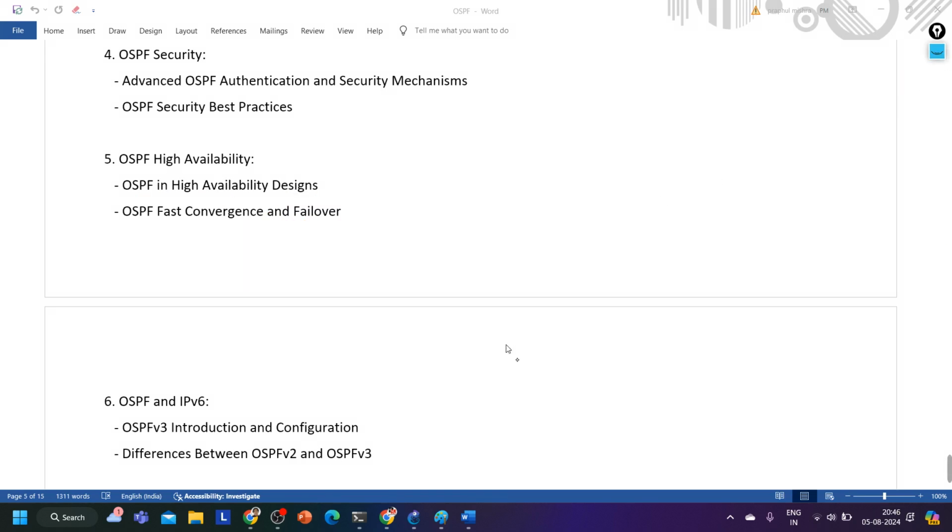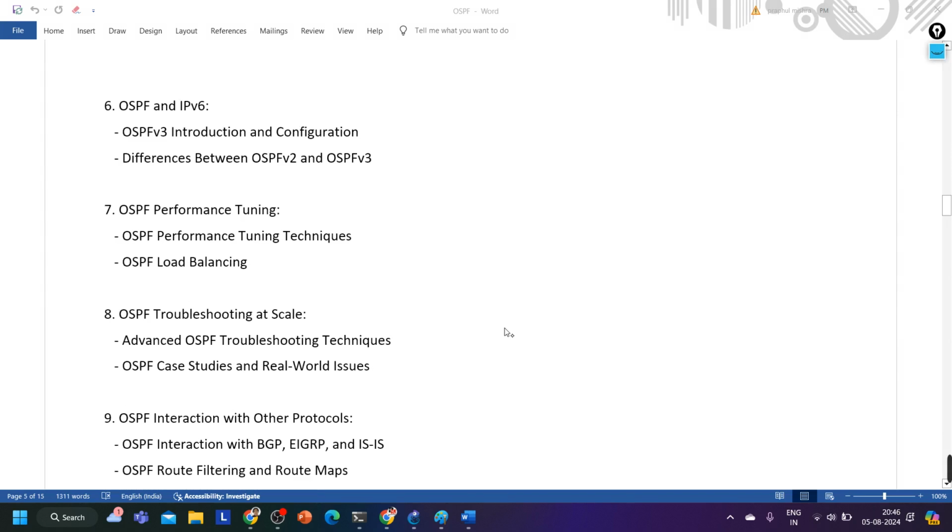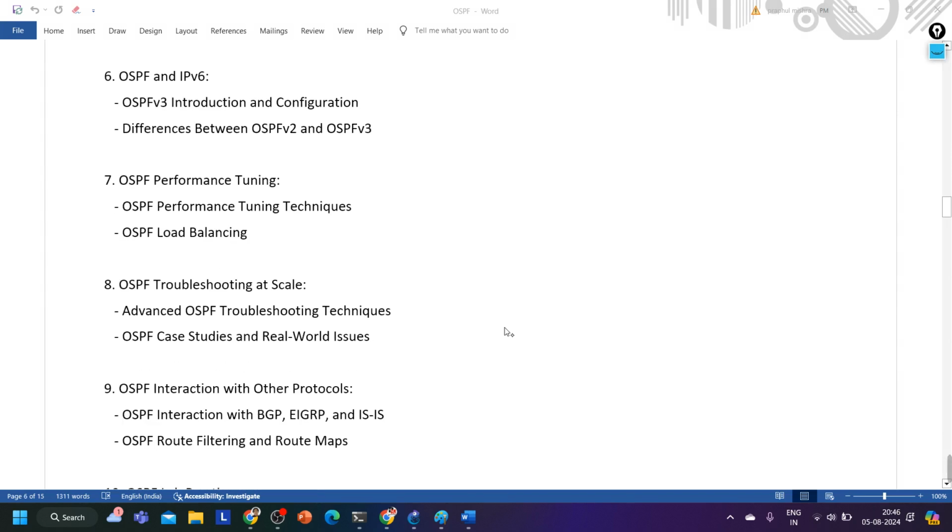Advanced concept: OSPF with IPv6. So till now we didn't discuss anything about IPv6. When I discuss IPv6, we'll implement all dynamic routing protocols like EIGRP, RIP, and OSPF with IPv6. Then you will learn how to configure routing protocols in the IPv6 network, right? So these are IPv4 and IPv6.